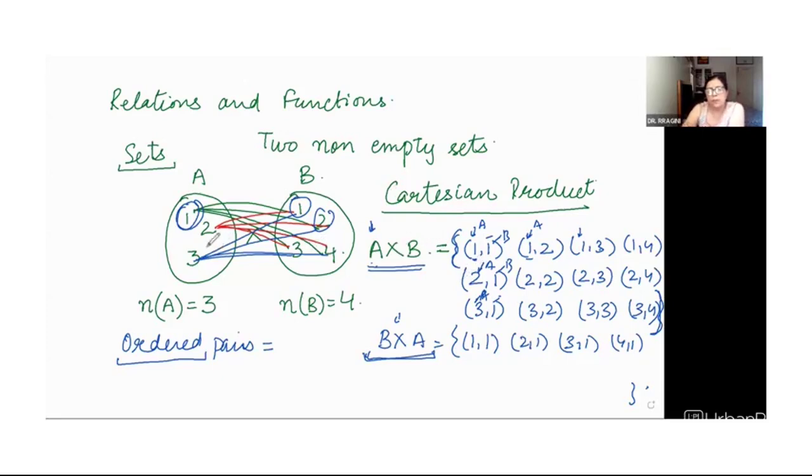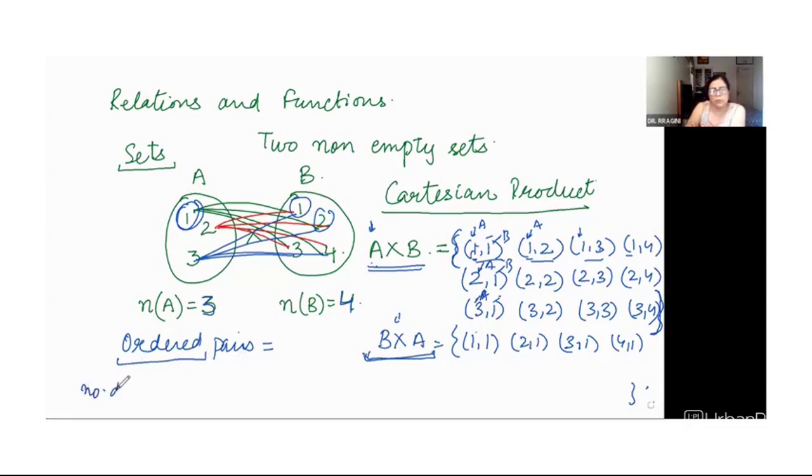Now see, how many elements are there? In set A, we have 3 elements. In set B, we have 4 elements. So how many ordered pairs have we formed? This is 4 times 3, that is 12.